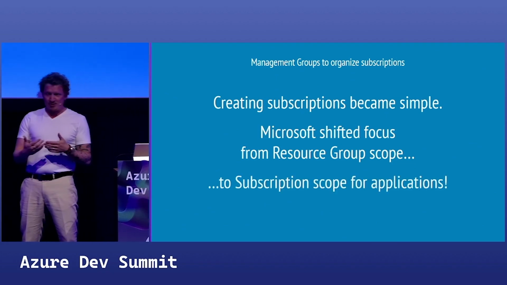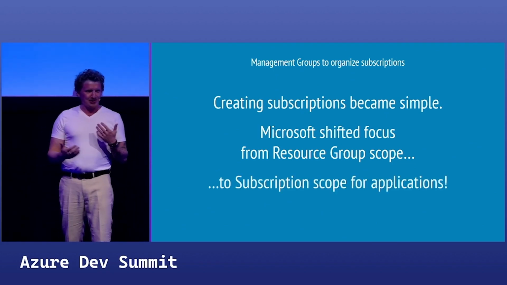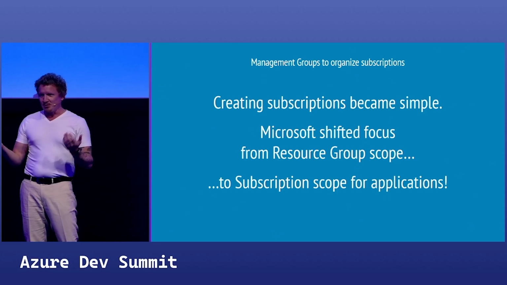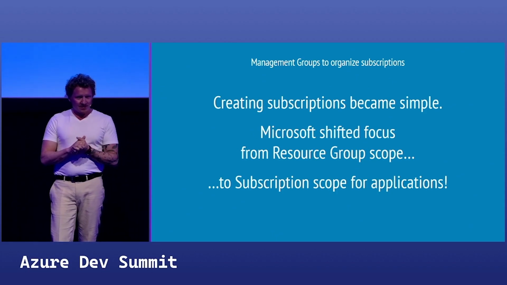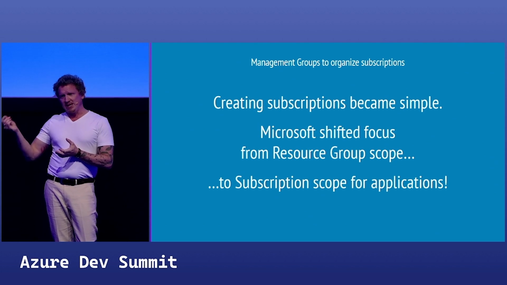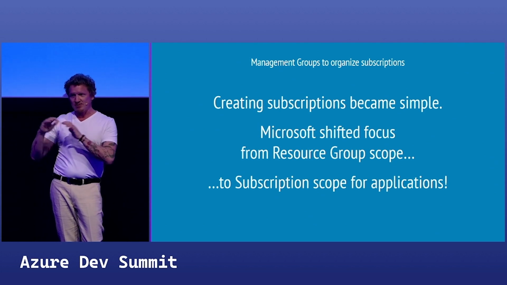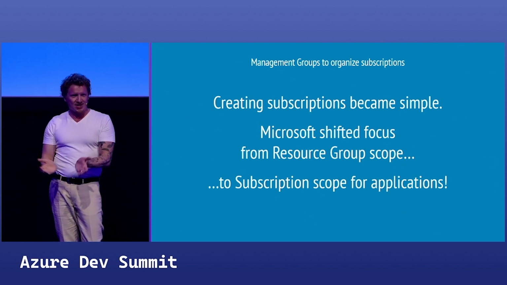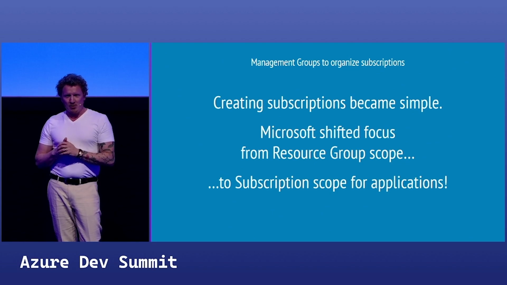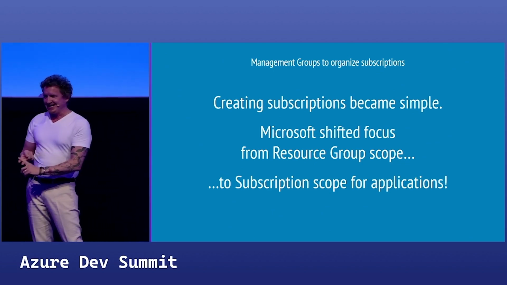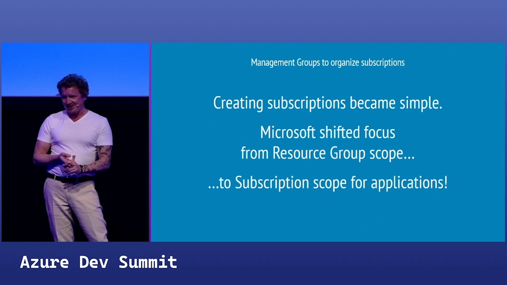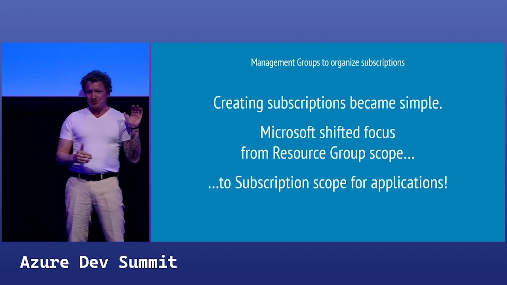Now it's a subscription scope for your landing zones, right? You might have multiple for one application. That's pretty normal, right? And this happened when Microsoft made it so that subscription is sort of the scope, the box that we think about when we set up access control, when we do billing internally in the company, and so on and so forth, right? It's now on the subscription scope.